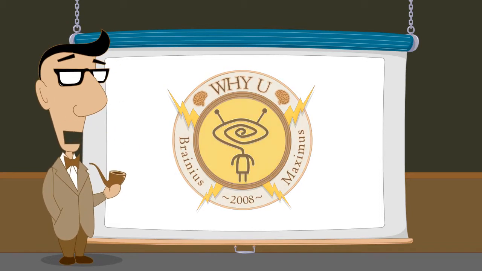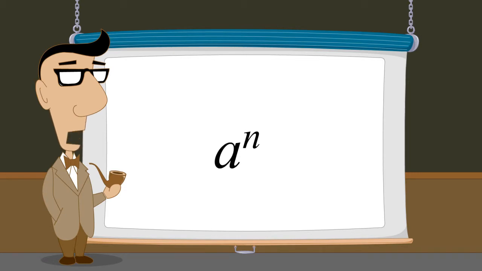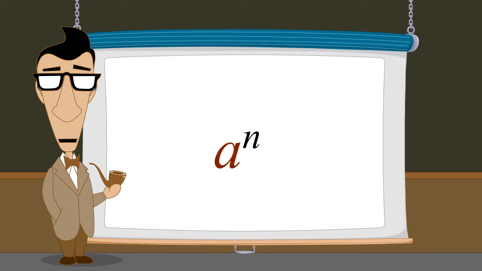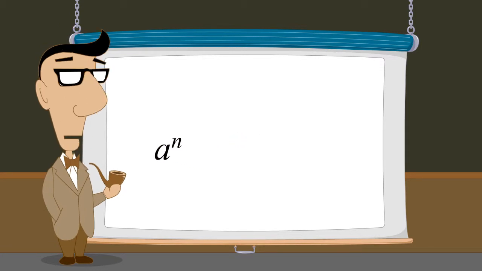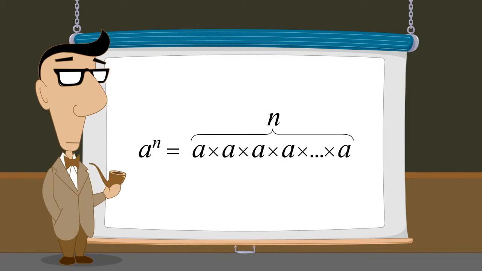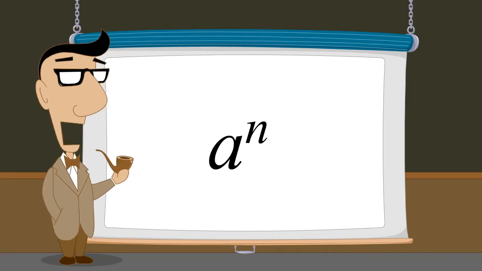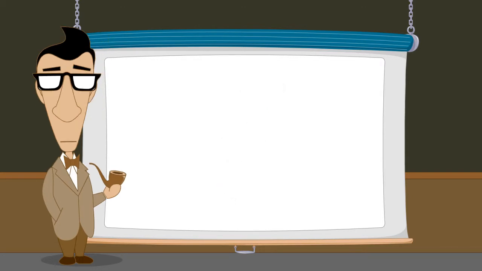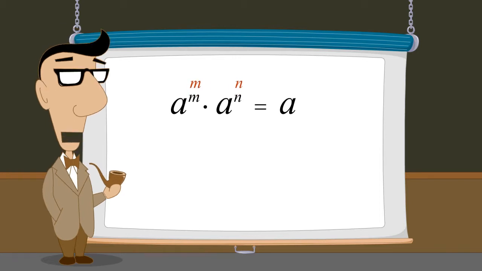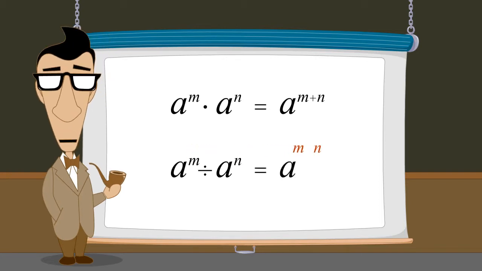In the previous lecture, we saw that exponentiation is shorthand for repeated multiplication. Any number a raised to the nth power is equivalent to multiplying n a's together. In an exponential expression, n is called the exponent and a is called the base. We also saw that to multiply exponential expressions with the same base, we add their exponents. And to divide exponential expressions with the same base, we subtract their exponents.